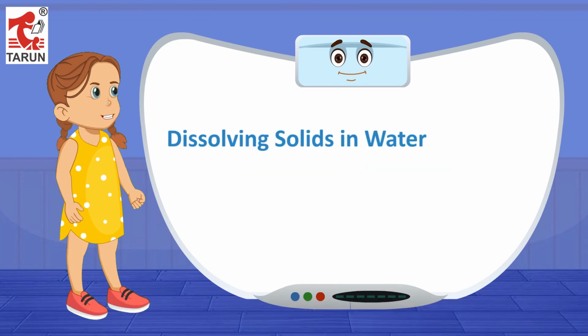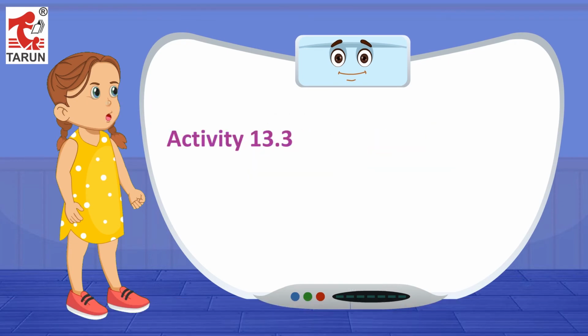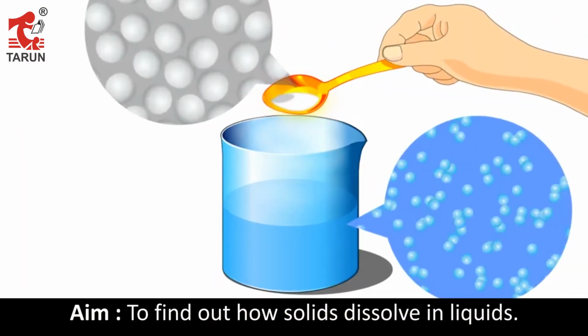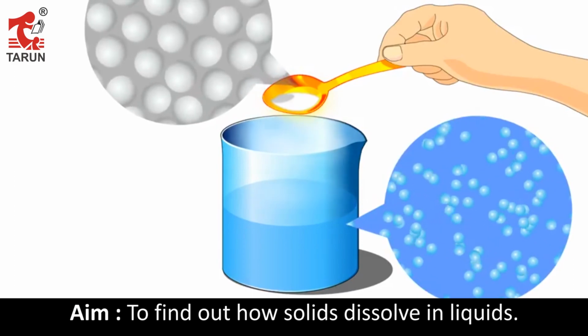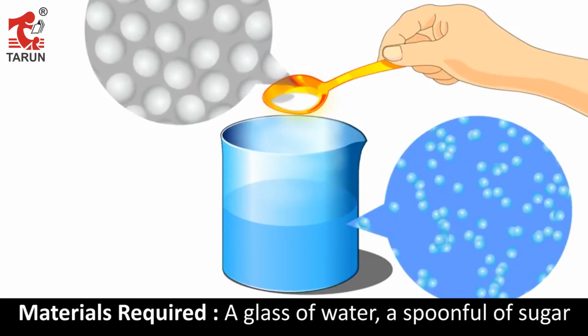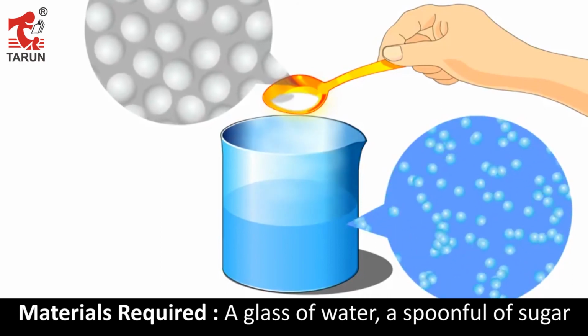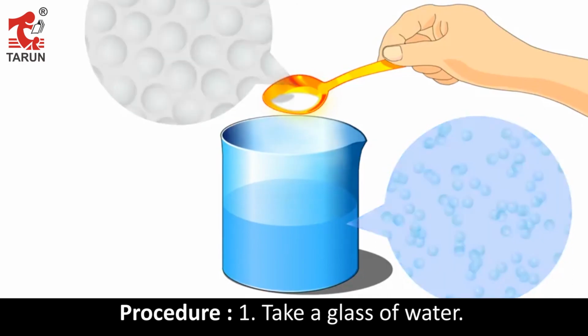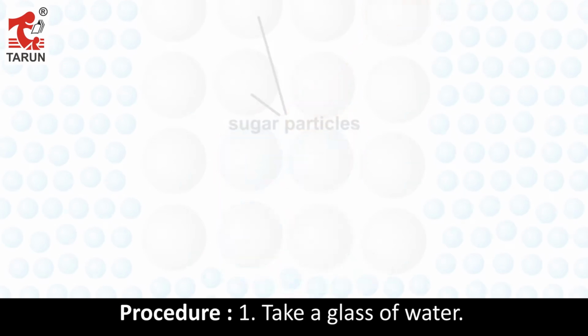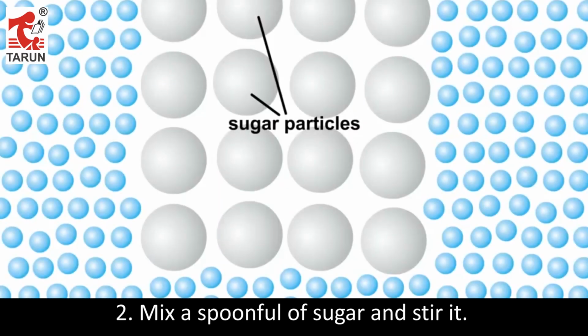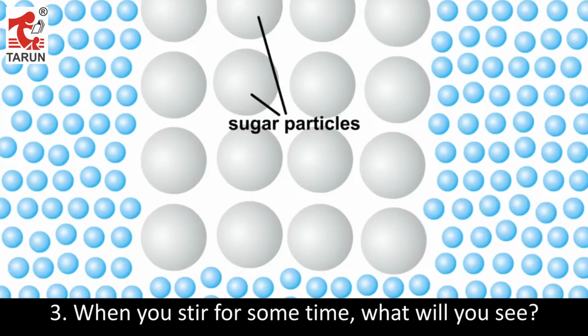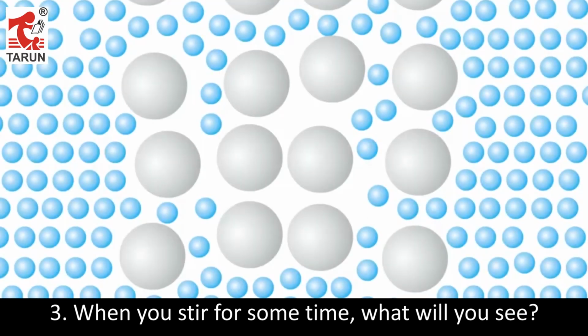Dissolving solids in water. Activity 13.3. Aim: to find out how solids dissolve in liquids. Materials required: a glass of water, a spoonful of sugar. Procedure. 1. Take a glass of water. 2. Mix a spoonful of sugar and stir it. 3. When you stir for some time, what will you see?